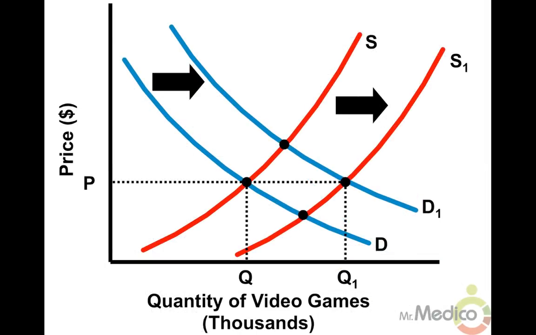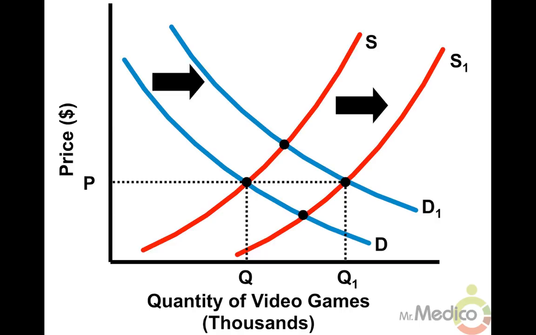If we have dual shifts and we don't know the magnitude of the shifts, which is typically how it's presented on the AP exam, if there's a dual shift, one of the variables, the price or the quantity, will be indeterminate or ambiguous, as the Krugman textbook says.